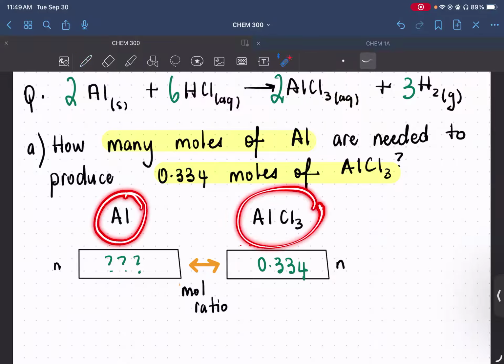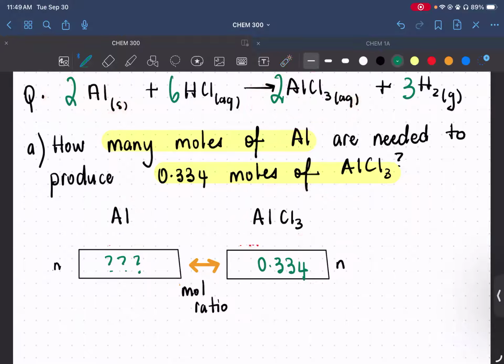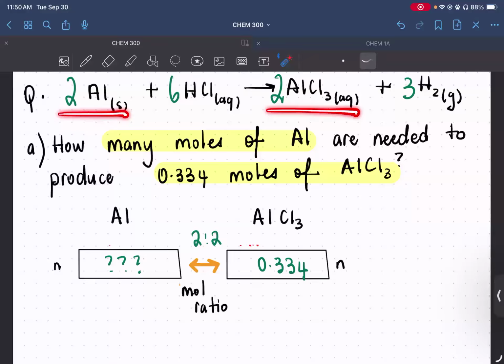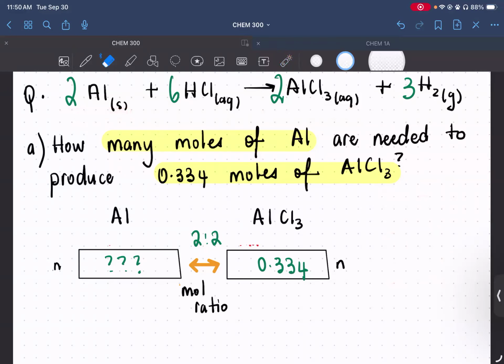Between aluminum and aluminum chloride, we can see that the mole ratio, the ratio of reactant and product, is 2 to 2. For every 2 aluminums, we will make 2 aluminum chlorides. That means for every 3 aluminums, we'll make 3 aluminum chlorides. 4 to 4, 5 to 5. This 2 to 2 can actually be simplified to 1 to 1. They're in the same ratio.